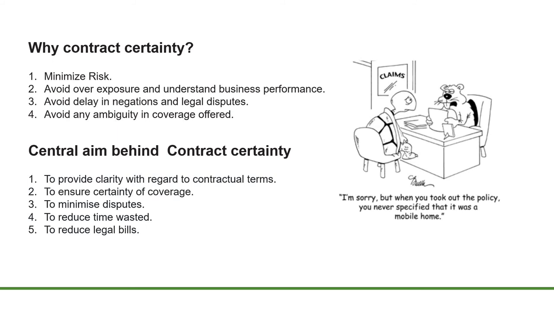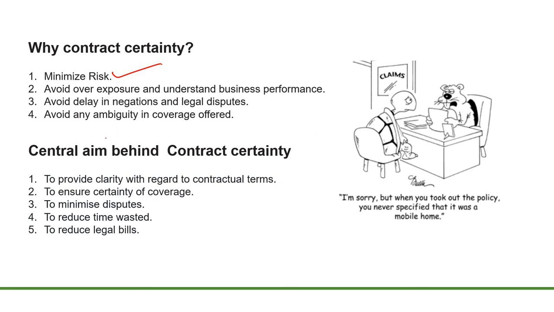Now, if you see here, the contract certainty is essential to minimize the risk. Risk applies to the underwriter and the broker. The underwriters are affected because they are uncertain with regard to their exposure, while the brokers are exposed to the E&O, error and omission claims, right, when the wording of the contracts is poorly crafted.